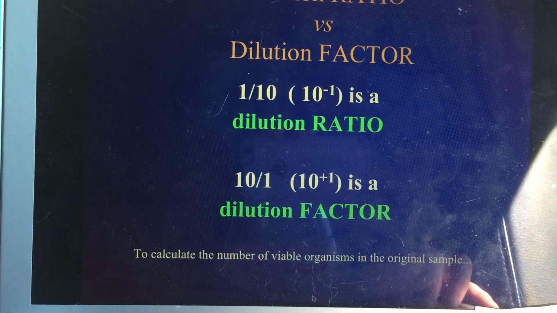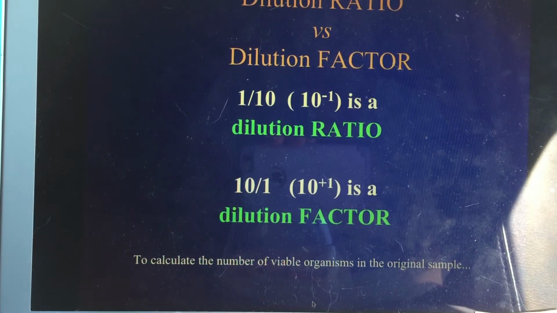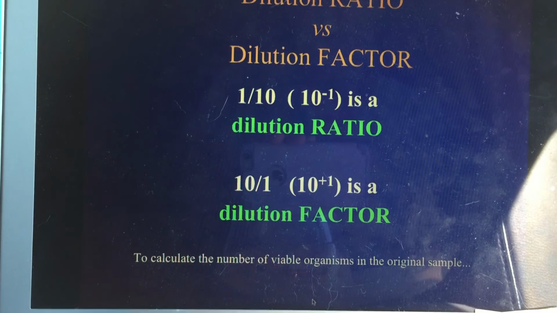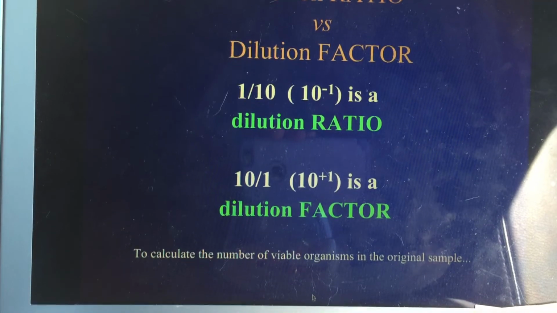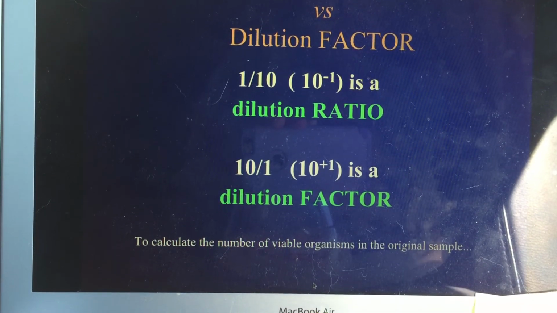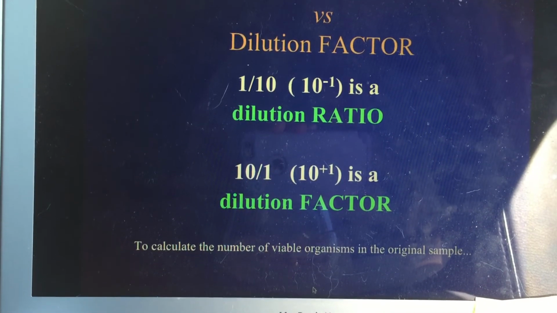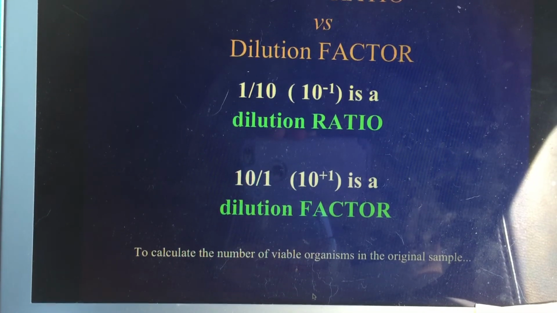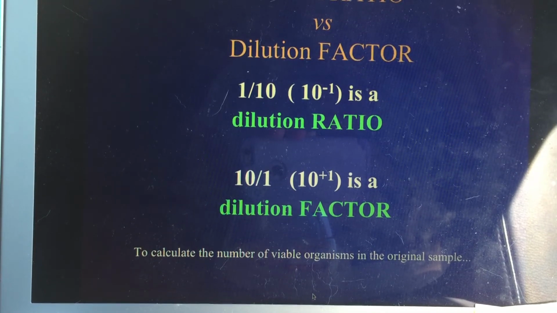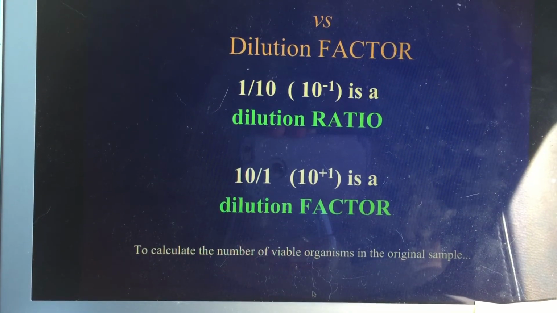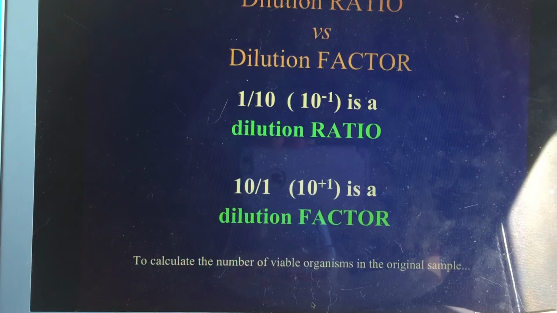We have two things to be careful on in terms of terminology. We have a dilution ratio versus a dilution factor. And these are both used differently when you're calculating your raw data to work back to the original concentration of bacteria in your sample. A dilution ratio is always written with a negative exponent. So it's actually a very small number, 1/10, 0.1, or 1 in 100, 10 to the minus 2, which should be 0.01. A dilution factor is a large number. So this is 10 to the positive exponent, 10 to the positive 1, and it would get larger and larger.